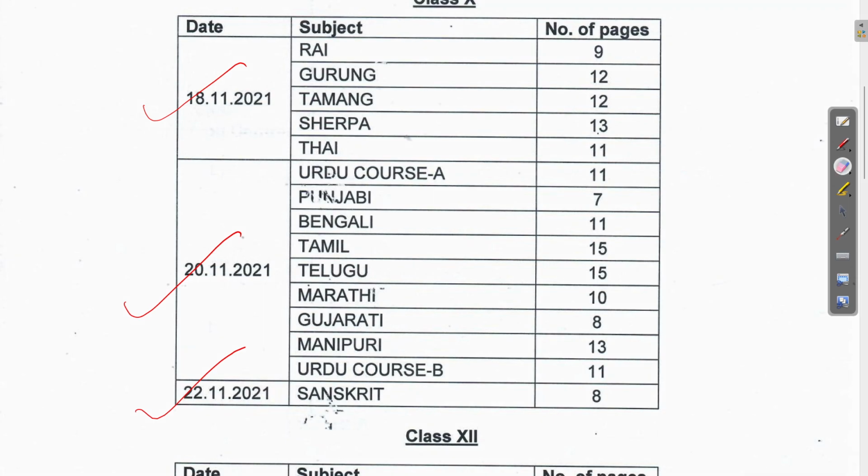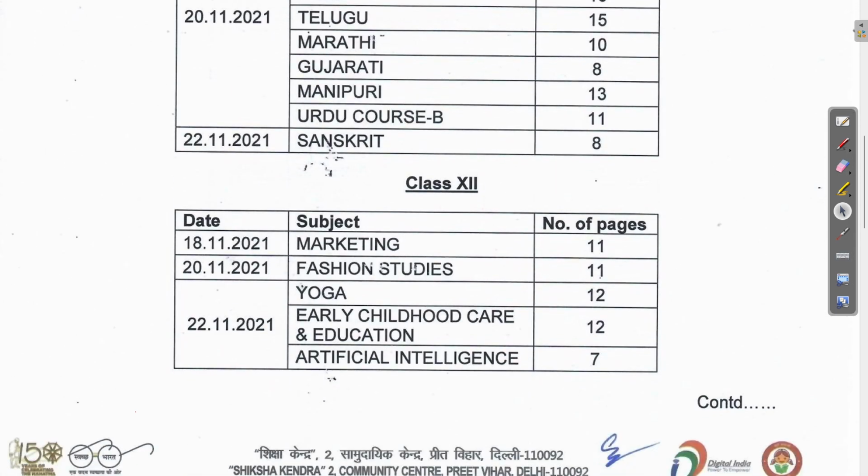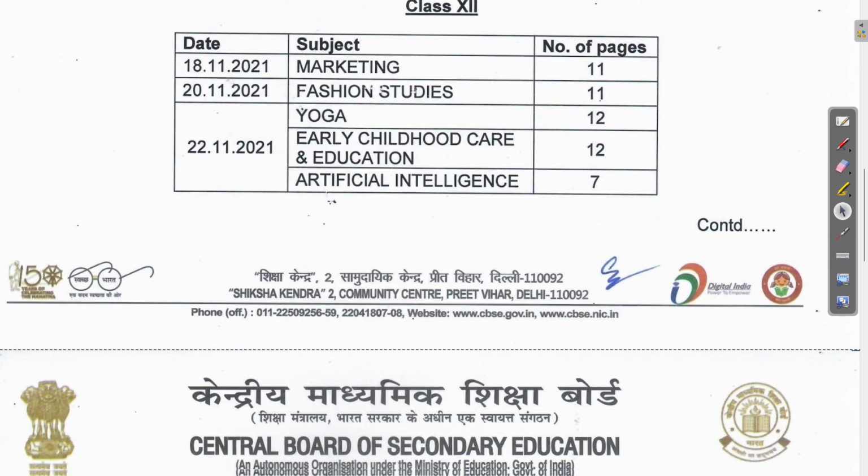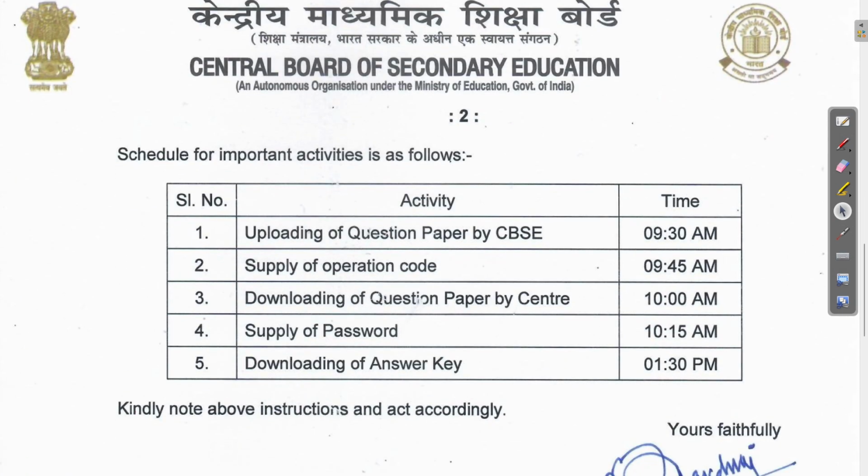Next, again I want to show you one more thing. For class 12th also these subjects are there, and the date, the subject and how many pages are there in the question paper are also clearly written. You can go through this one. And here the timing has been given, at what time what activities will happen.